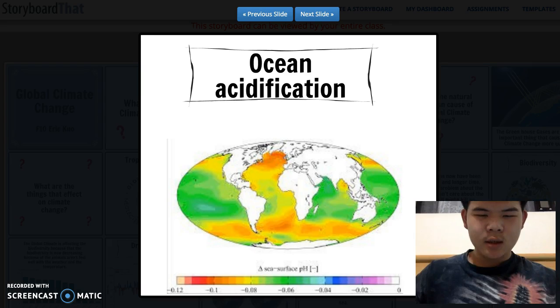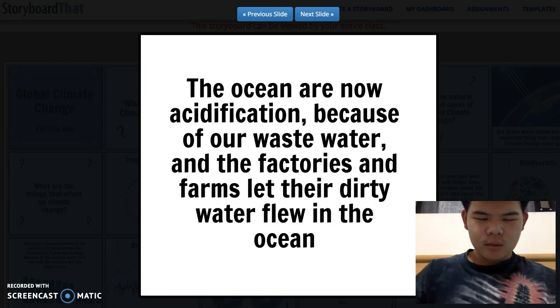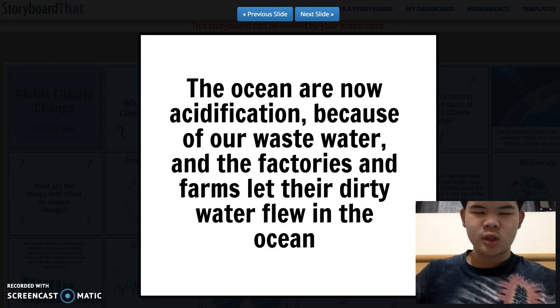Ocean acidification. According to NASA, ocean acidification is a most important problem because of our wastewater and factories and farms, whose dirty water flows into the ocean.